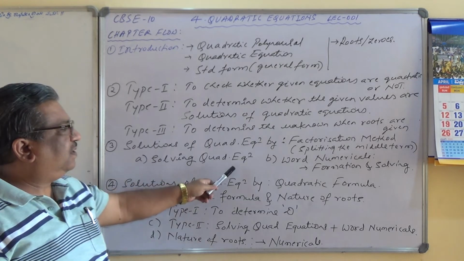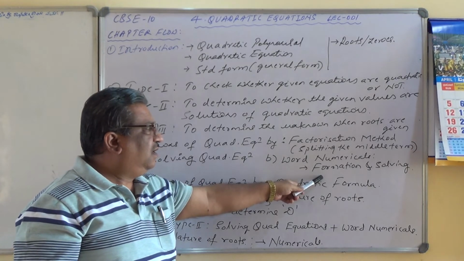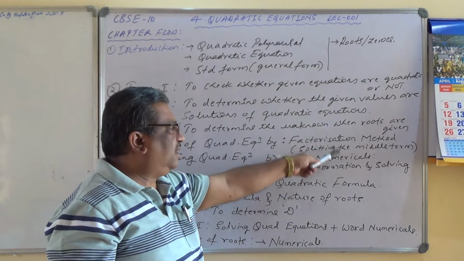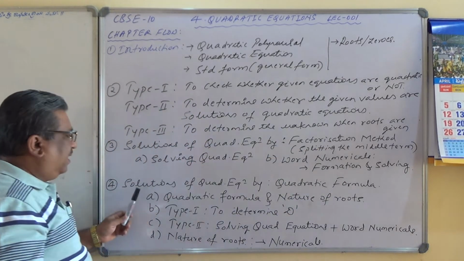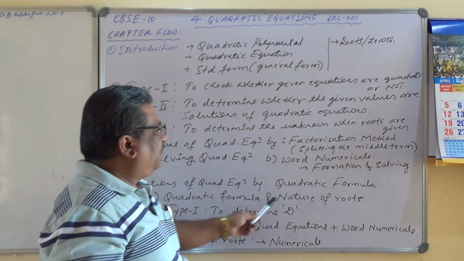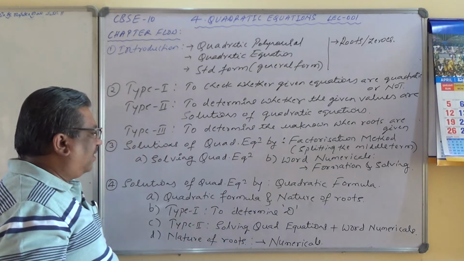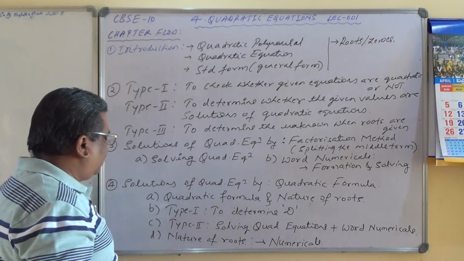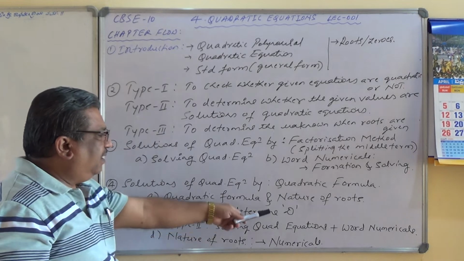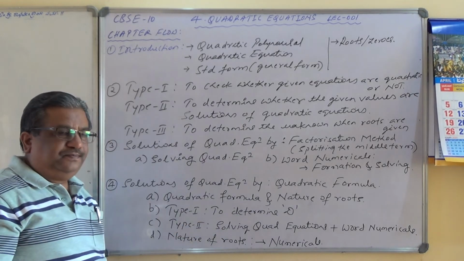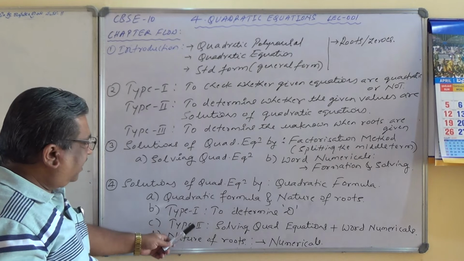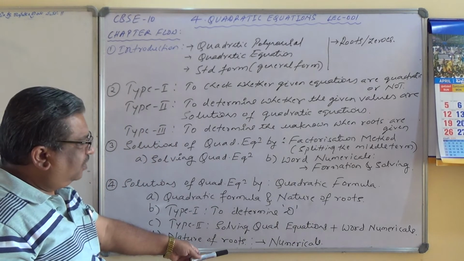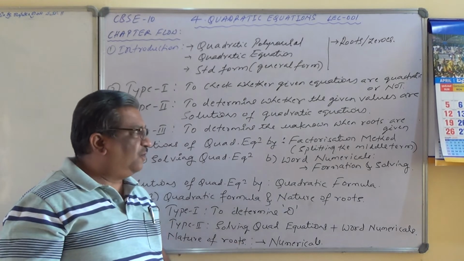Then solving of quadratic equations and word numericals. In the word numericals, we have to form the quadratic equations and solve them by the factorization method. We will adopt these two. And again, solutions of the same by the quadratic formula, and introduction to the quadratic formula, the nature of roots. Type 1, to determine D, the discriminant. Type 2, solving quadratic equations plus word numericals and nature of roots, the numericals based on nature of roots.